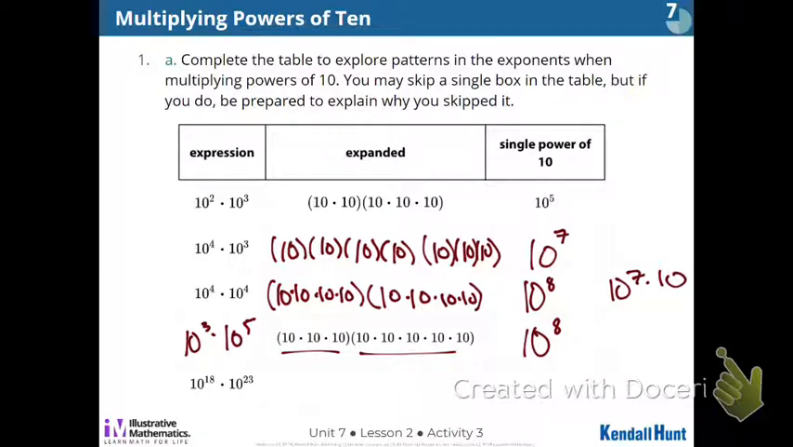Who's got another one? Sean? 10 to the 6th times 10 squared, yeah. I've got one just for you to think about, but I'm not going to tell you if it works or not.